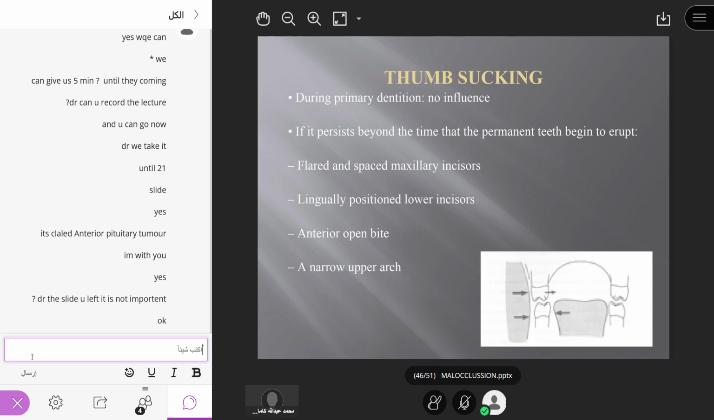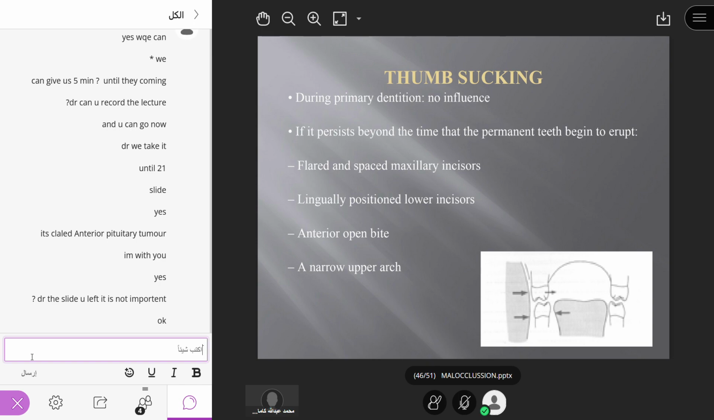This is how thumb sucking affects. During primary dentition, there is no influence. If the patient leaves the habit before the age of 8 years, that will be okay. Otherwise, if the habit persists beyond this time, the permanent teeth begin to erupt, resulting in flared and spaced maxillary incisors and lingually positioned lower incisors.